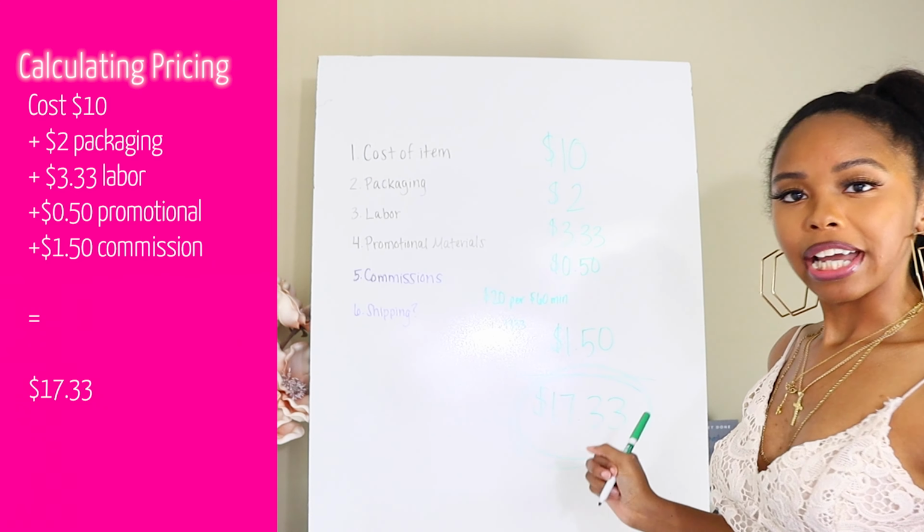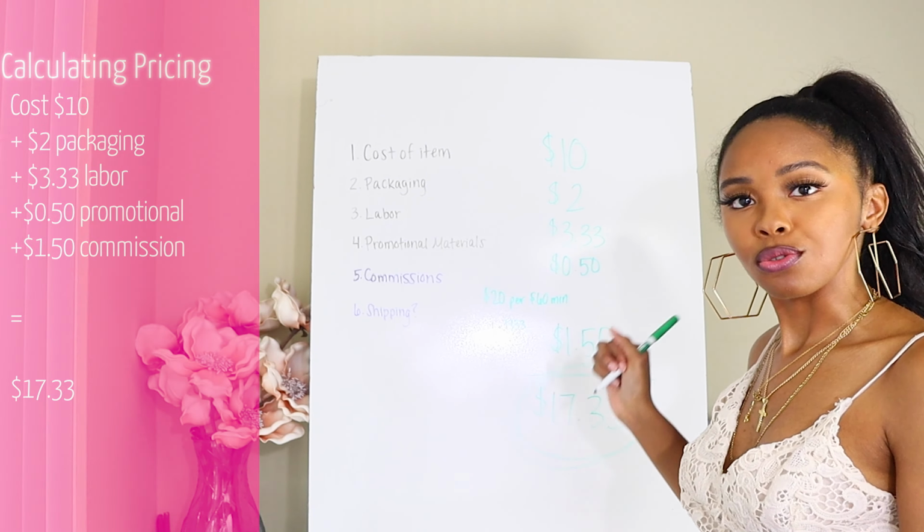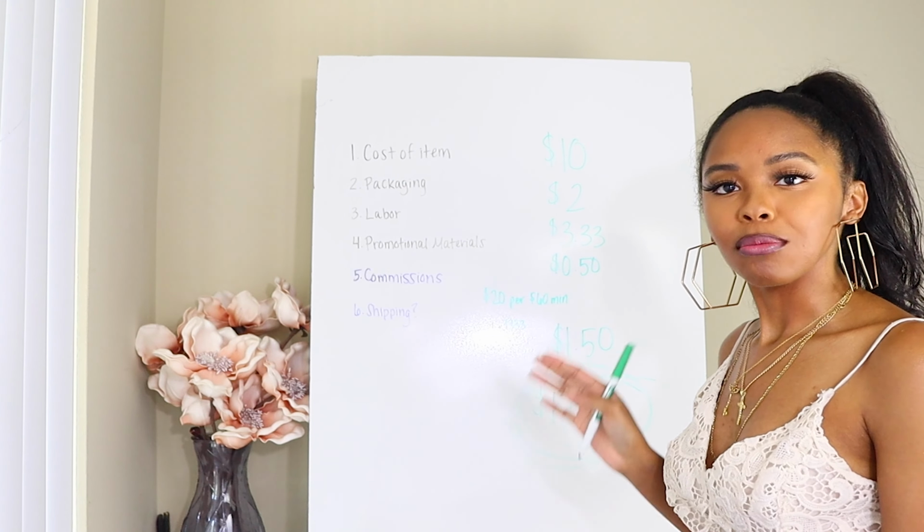That would be my grand total of what it costs to make and sell this item to a customer. So now that we figured out the cost of the item, this imaginary item that we're selling today, we now need to start figuring out what exactly we are going to charge our customers. So what is that pricing going to be?